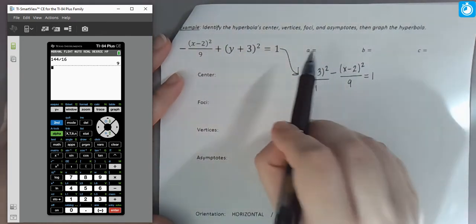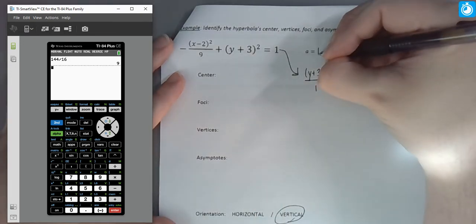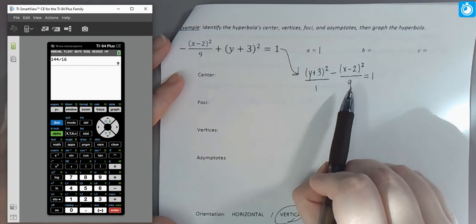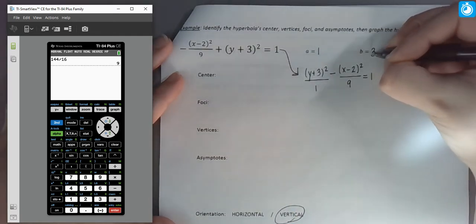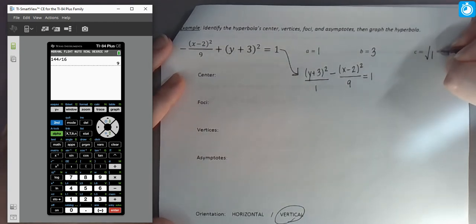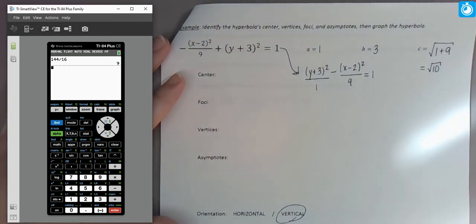So that means a is going to be the square root of this value, which happens to still be 1 in this case. And then b is going to be the square root of 9, which is going to be 3. So c is going to be the square root of a squared plus b squared, which is the square root of 10. So again, in this case, we have an irrational value for c, but that's okay, because we're not really going to have to graph using c.